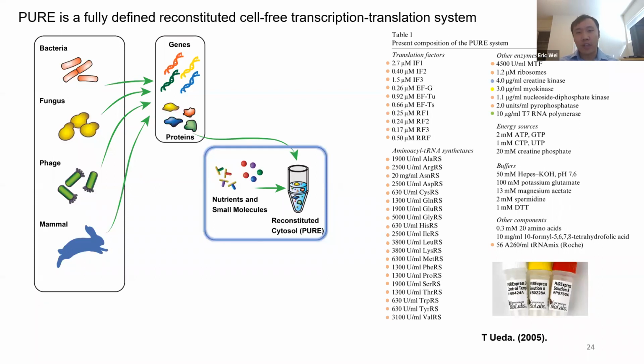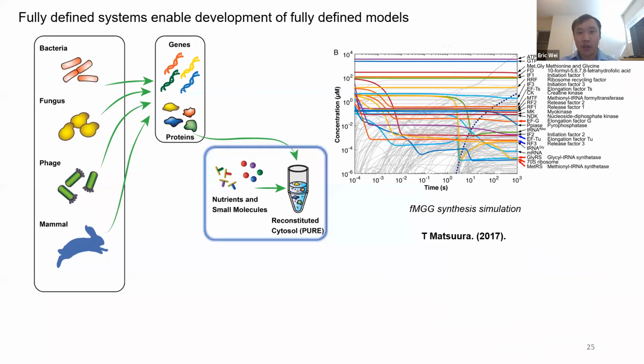And also, because of its fully defined nature, you can add or remove certain proteins, and many labs and researchers have done so for whatever you want to use or study in the PURE system. So as a fully defined system, there's a lot of strengths. For example, fully defined systems enable development of fully defined models.